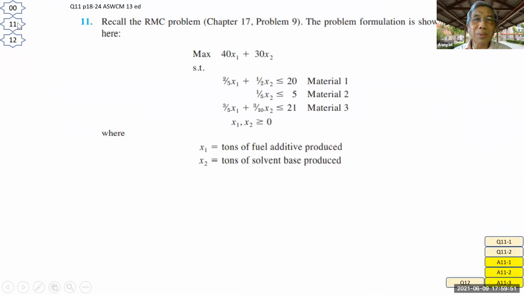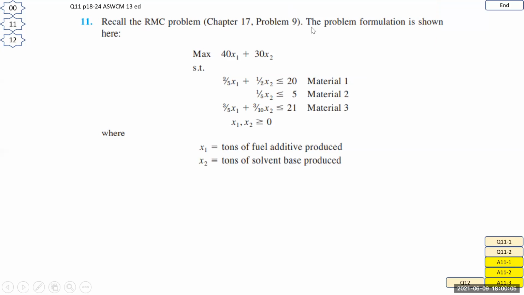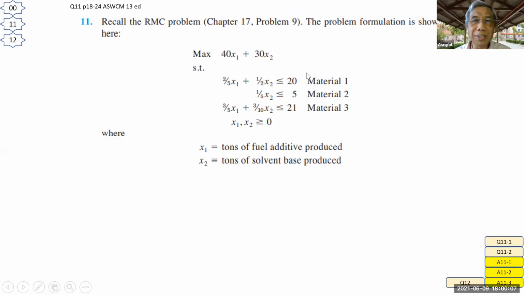This is using what we did in linear programming in the graphical method. You remember in the graphical method, the RMC problem. So this is actually the formulation. I don't have to write it, maybe just read quickly. Recall the RMC problem that we did before. The problem is shown here. So we already have the formulation.